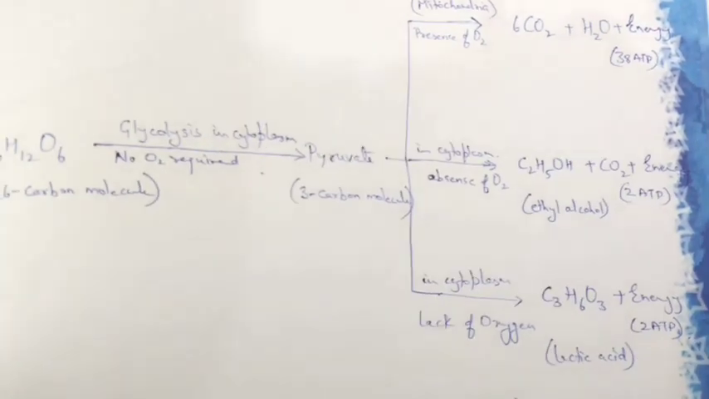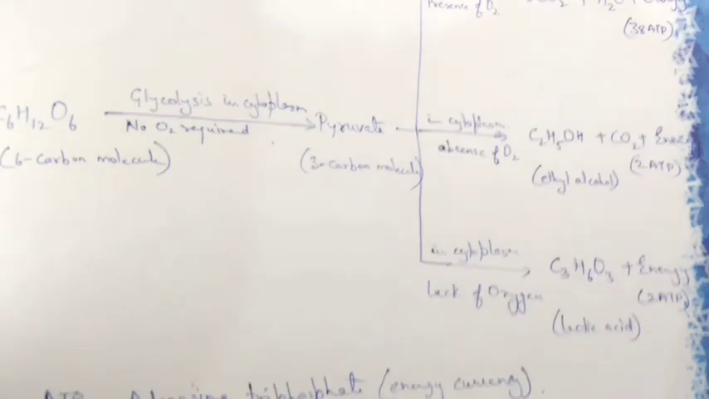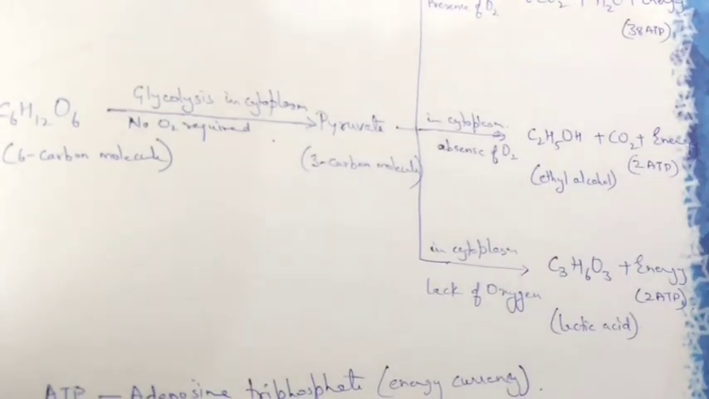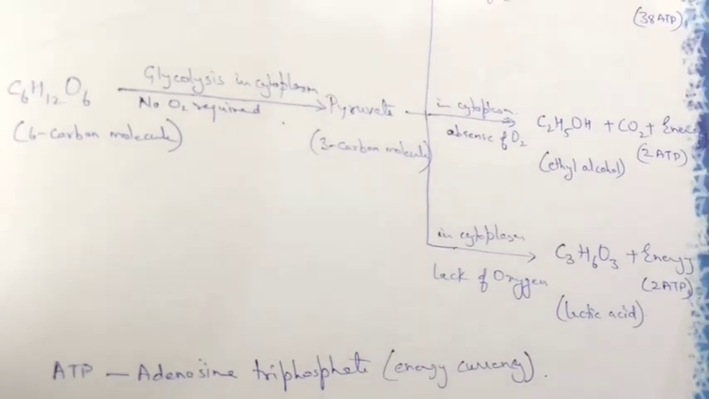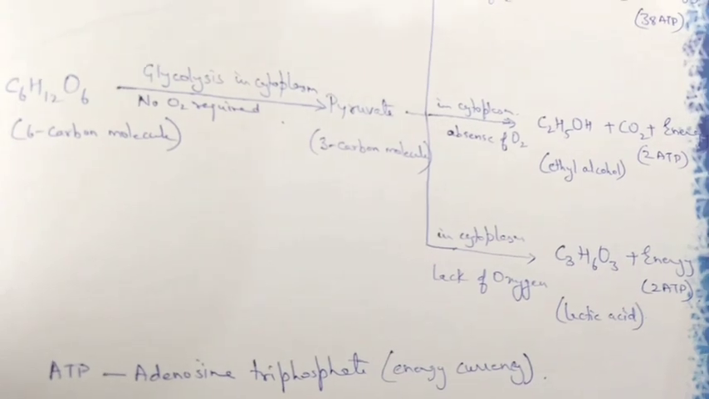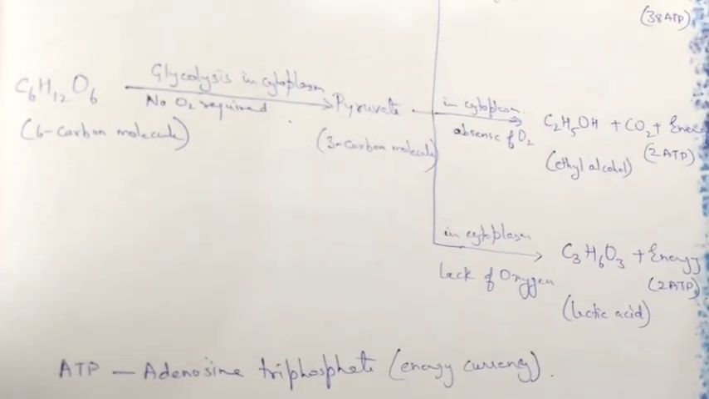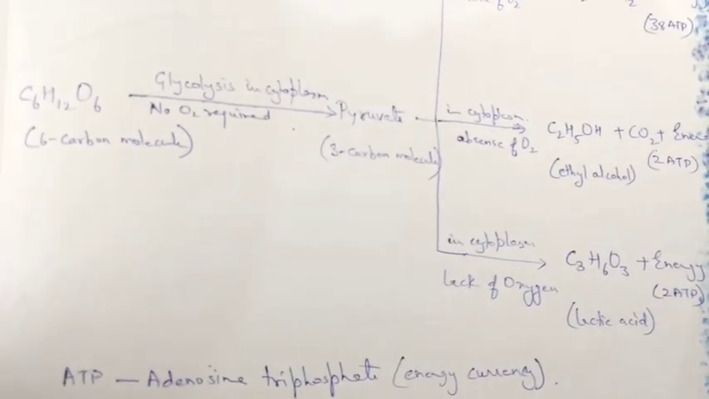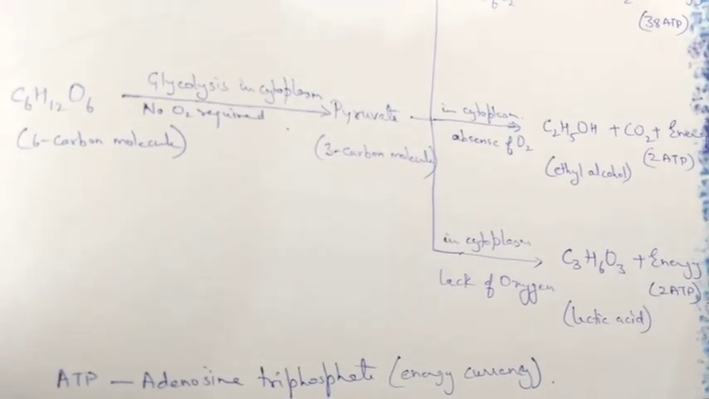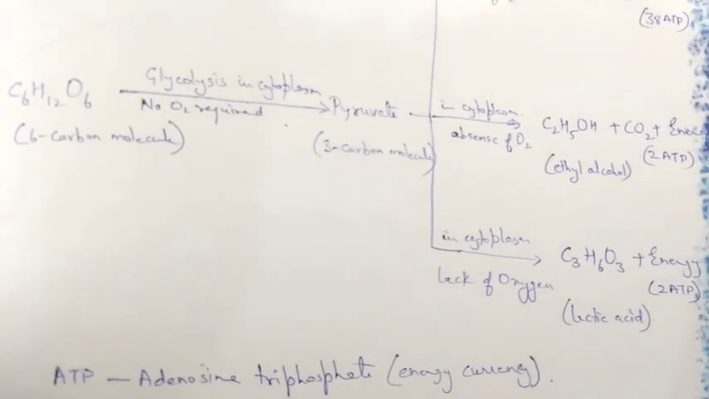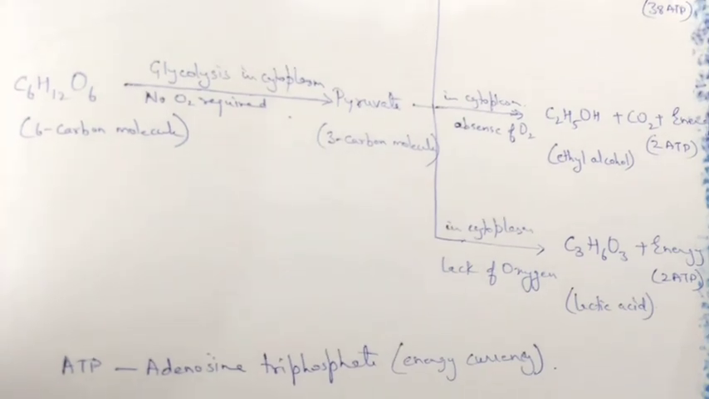Now, the second condition, when there is no oxygen available: the pyruvate does not enter the mitochondria, it remains in the cytoplasm only, but is converted into ethyl alcohol. Now, ethyl alcohol is a 2-carbon molecule.